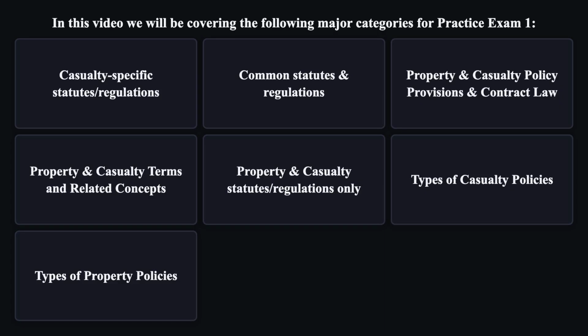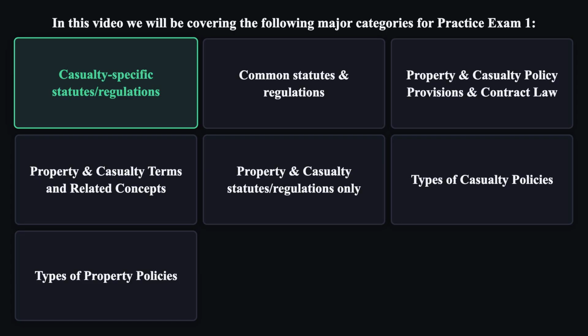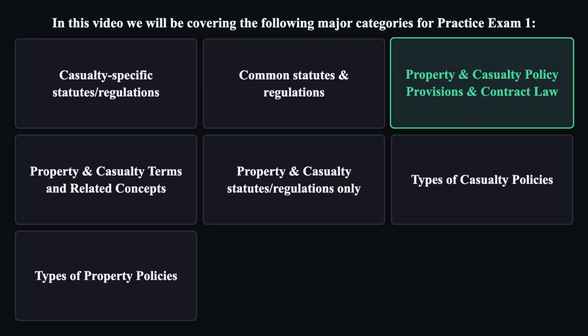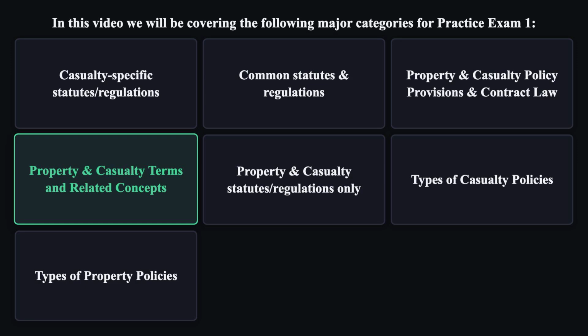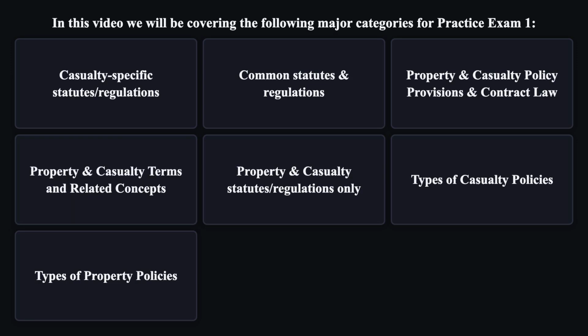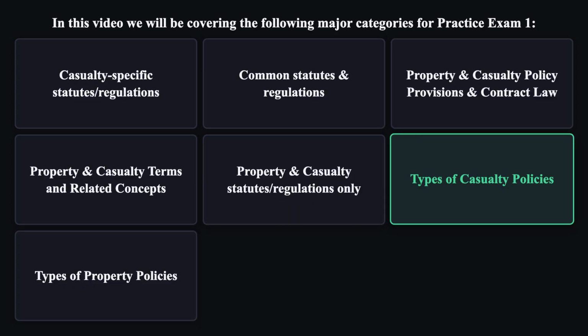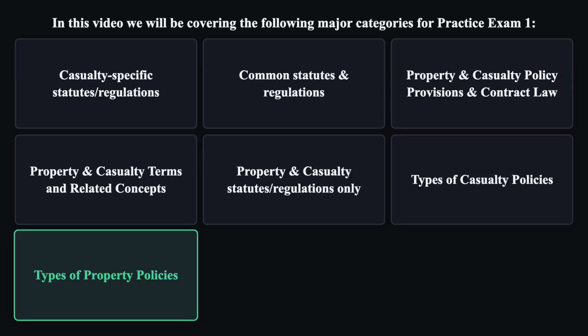In this video, we will be covering the following major categories for Practice Exam 1. Casualty-specific statutes, regulations. Common statutes and regulations. Property and casualty policy provisions and contract law. Property and casualty terms and related concepts. Property and casualty statutes and regulations only. Types of casualty policies. Types of property policies.